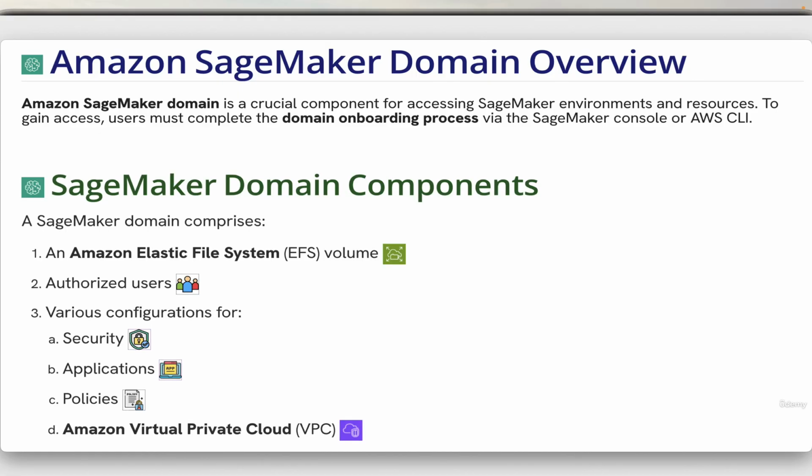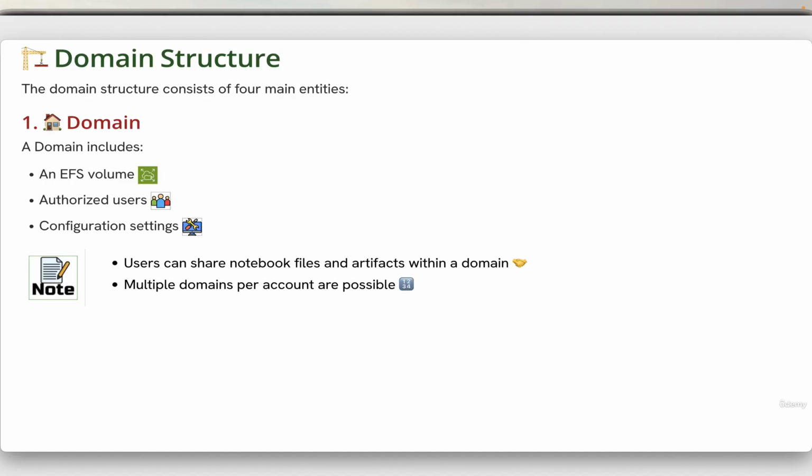So SageMaker domain components. A domain comprises first an Amazon Elastic File System EFS volume. Then you have authorized users and other various configurations like security, applications, policies, and you will have Amazon Virtual Private Cloud VPC. Then the domain structure consists of 4 main entities. So a domain includes an EFS volume, the authorized users, and configuration settings.